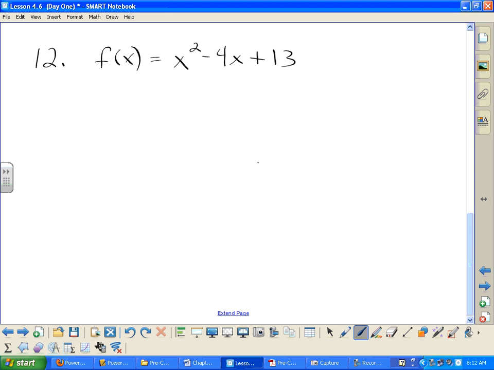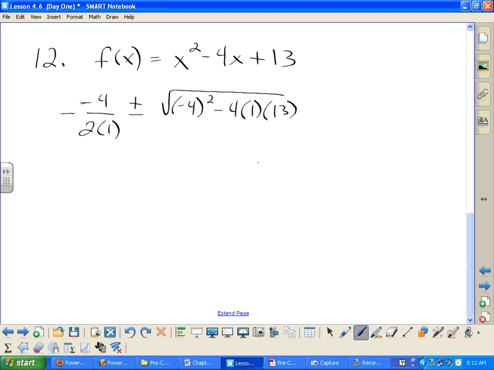All right, so then we're going to find the zeros, we're going to either do the quadratic formula or complete the square. Which one do you want to do? All right, so if we use the quadratic formula, we've got the opposite of negative 4 over 2 times 1 plus or minus the square root of negative 4 squared minus 4 times 1 times 13 divided by 2 times a, or 2 times 1.